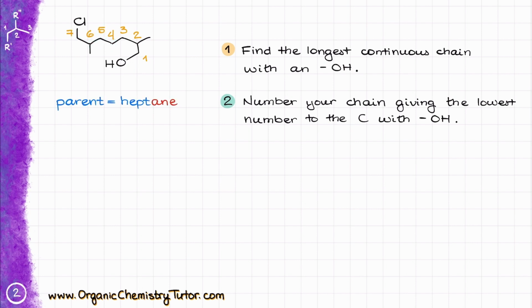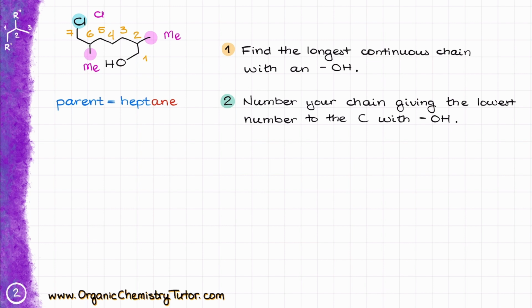So our parent in this case is going to be heptane. It is also called the principal chain if you like it this way. Next, I'm going to identify the substituents on my chain. In this case, I have a couple of methyl groups in the positions 2 and 6, and I also have a chlorine in the position 7.